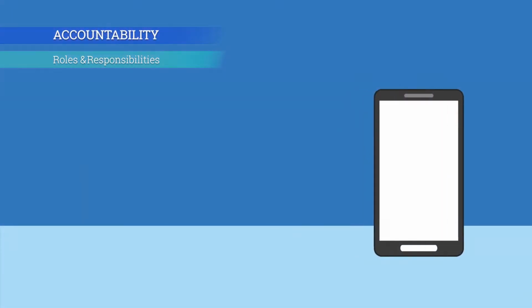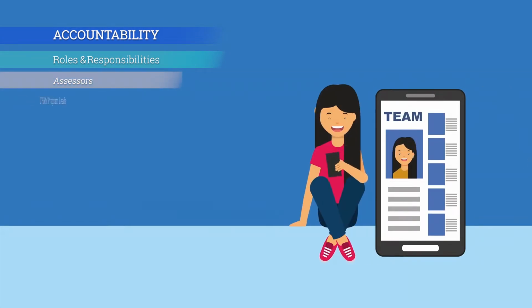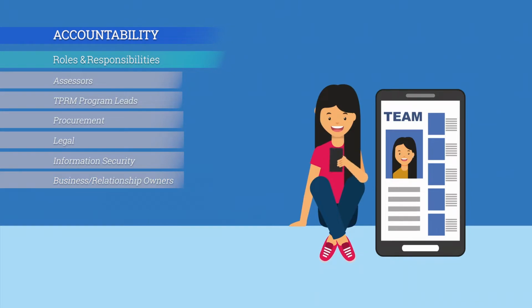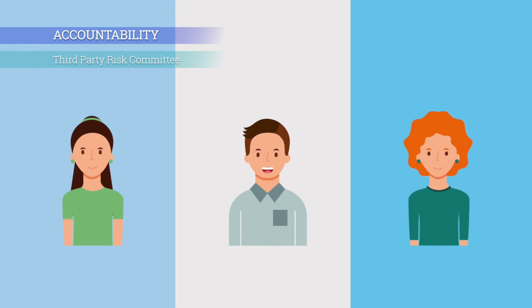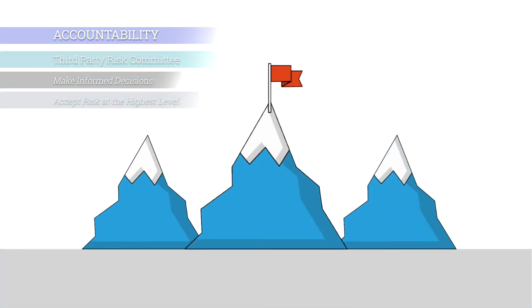Key roles and responsibilities to define may include, but not be limited to, the assessors, TPRM program leads, who will own or maintain the TPRM program policies and procedures, procurement, legal, information security, and business relationship owners. Third-party risk committee. It is best practice to set up and maintain some type of risk committee where third-party risks are discussed. This ensures your organization can make informed decisions and accept risk at the highest level. Business owners should not be the only ones to accept high risk on behalf of the organization.